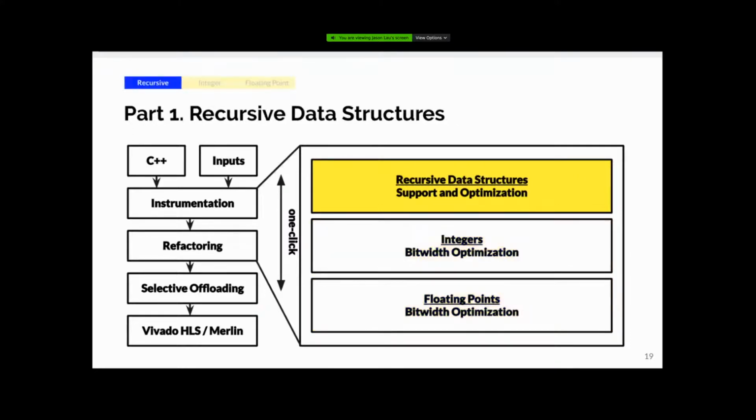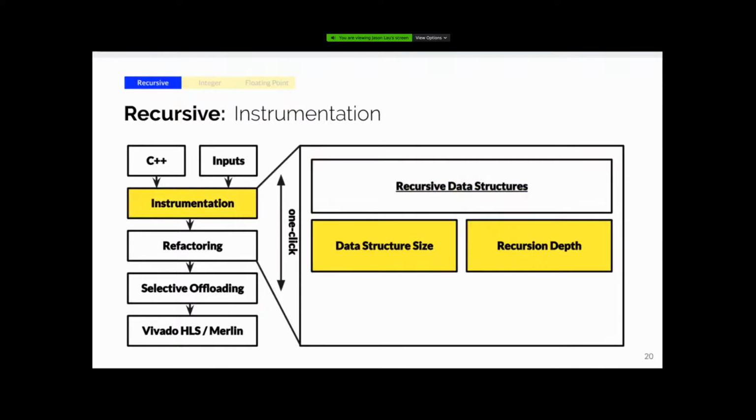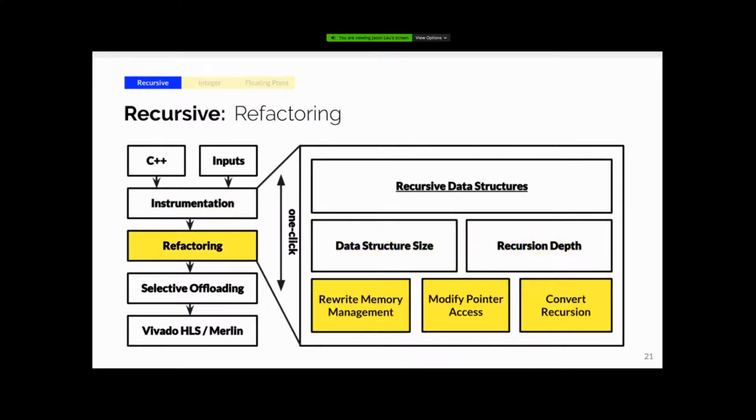Okay, here we go. Our first task is to make the original unsynthesizable recursive data structures synthesizable on FPGA. In the instrumentation step, we get the data structure size and the recursion depth using a set of typical data. Based on the collected invariants, we use the Rose compiler framework to perform code refactoring based on these 3 refactoring rules.